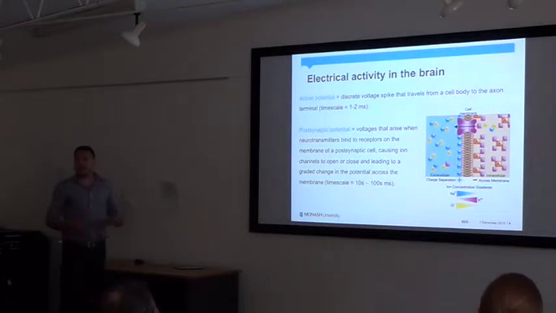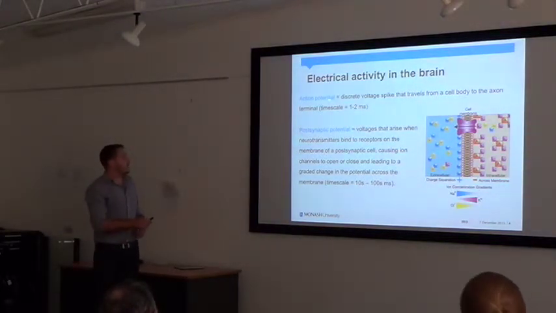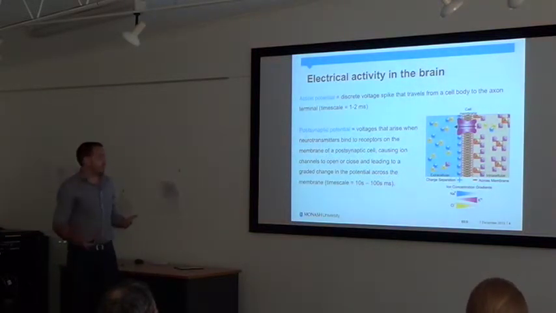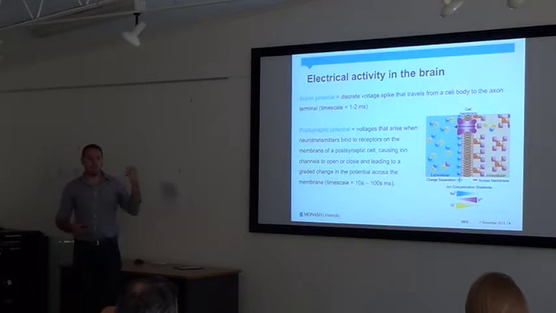So the brain actually generates electrical activity, and it does this in a couple of different ways. The first one, which everyone's heard about, now we're going to year 12 biology, is the action potential. This is sort of a discrete voltage spike that travels from the cell body to the axon terminal. So it's essentially a really, really fast change in voltage.